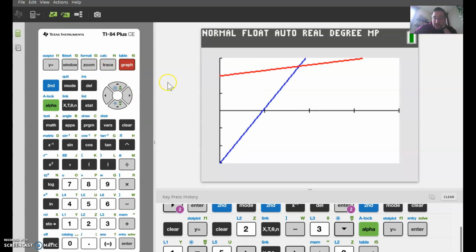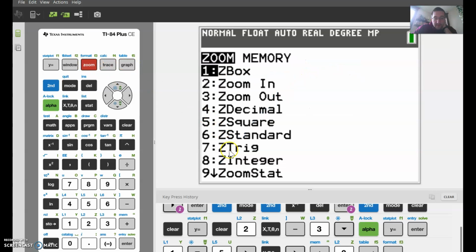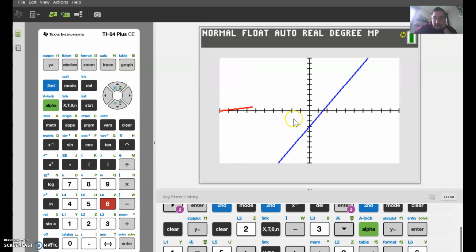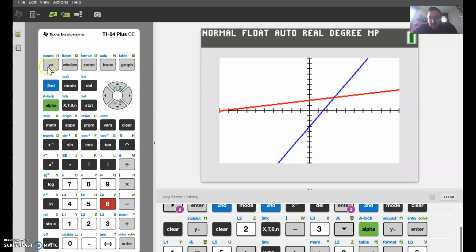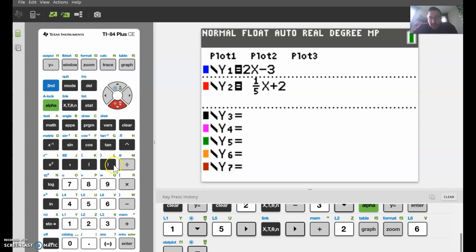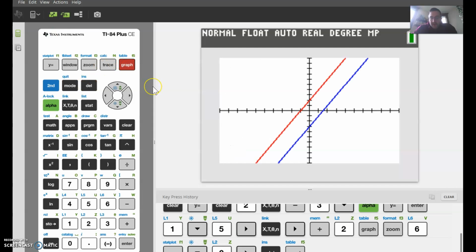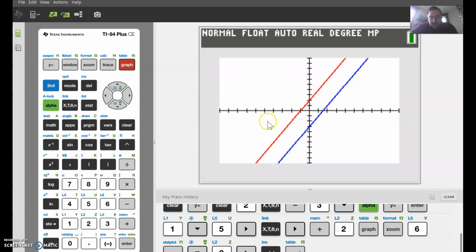If they intersect, like these two do, I didn't realize that my zoom was messed up. I'm going to hit zoom and then go down and press number 6 for standard view. You can see there's one solution for this. And then if they were parallel, like if this was also a 2, these would never touch. There's no solution there. And then if they were the same equation, then they would have all solutions. And I'm going to show you how to solve them using a calculator.